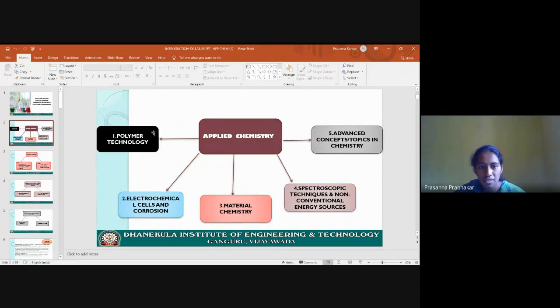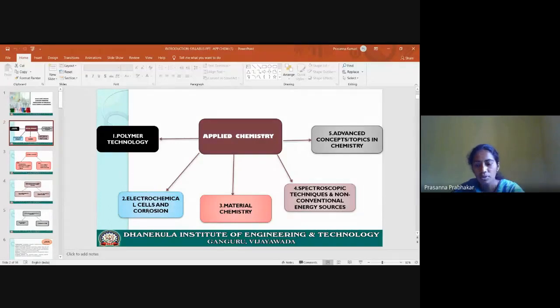The first is polymer technology, the second is electrochemical cells and corrosion, the third is material chemistry, the fourth is spectroscopic techniques and non-conventional energy sources, and the fifth is advanced concepts or topics in chemistry. This is our applied chemistry syllabus. This course consists of 5 units.